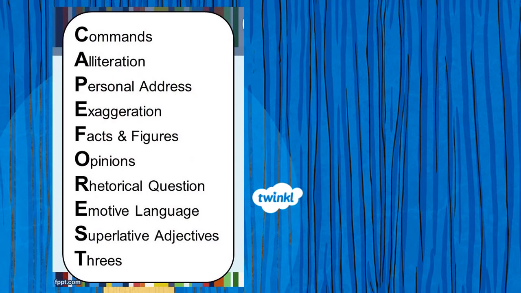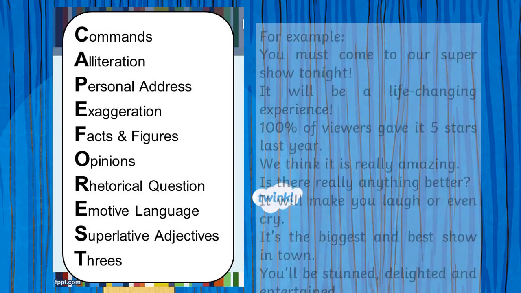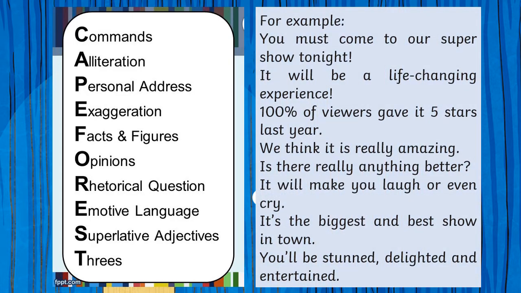Forest method with the example of text from an advertisement of a show just now. First, you are using command, alliteration, and personal address. You must come to our super show tonight, okay? It will be a life-changing experience. That's an exaggeration. 100% of viewers gave it 5 stars last year.